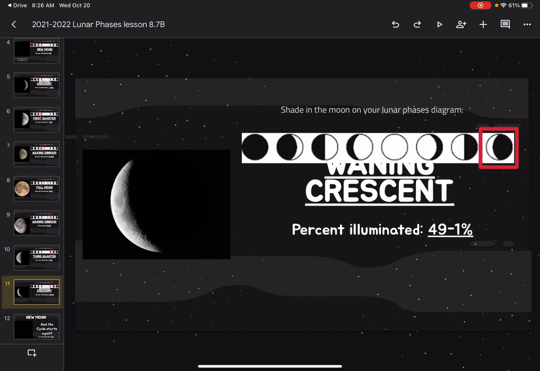After a half, we have to get smaller again. So anything less than 50% illuminated on the left, it's considered a waning crescent. So it's going back to look like that little C shape and it's losing light. So once again, it's waning, and that percent illumination is 49 to 1%. So it's less than a quarter, but more than a new moon.